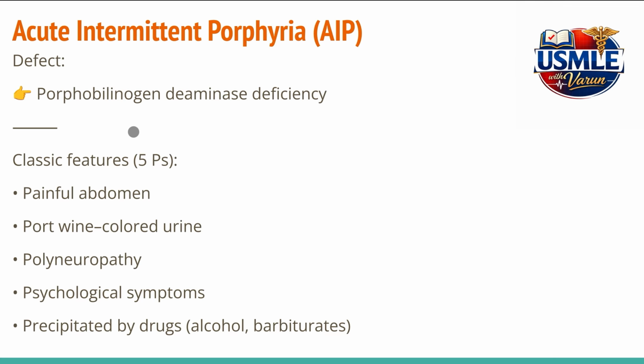The first most important porphyria is acute intermittent porphyria, and it is due to a defect in the porphobilinogen deaminase, which could lead to its deficiency. The classic features include 5Ps: painful abdomen, port wine colored urine, polyneuropathy, psychological symptoms, and it's mainly precipitated by drugs like alcohol and barbiturates.